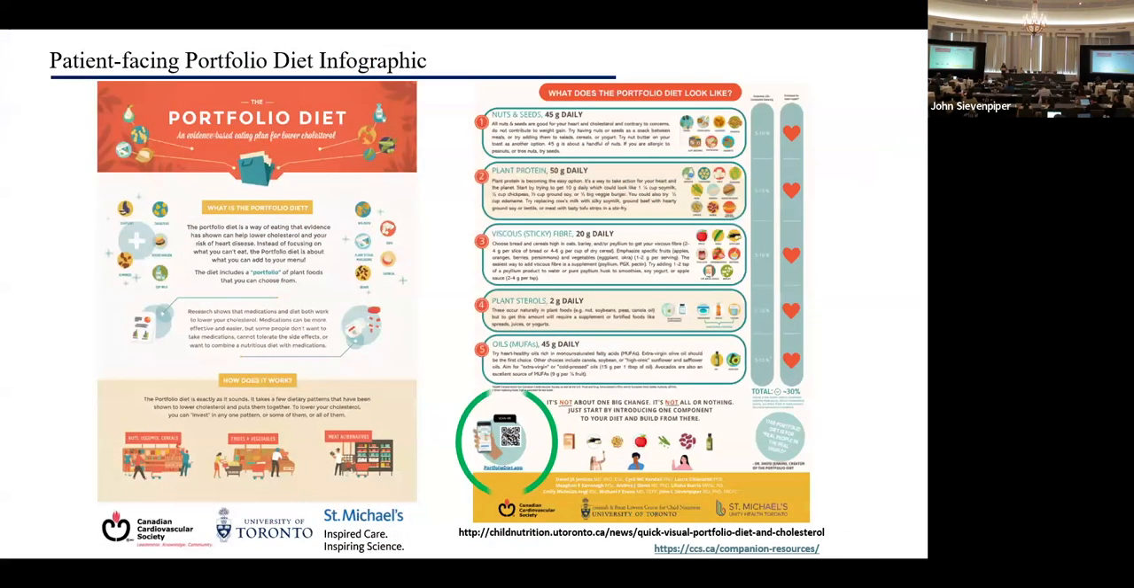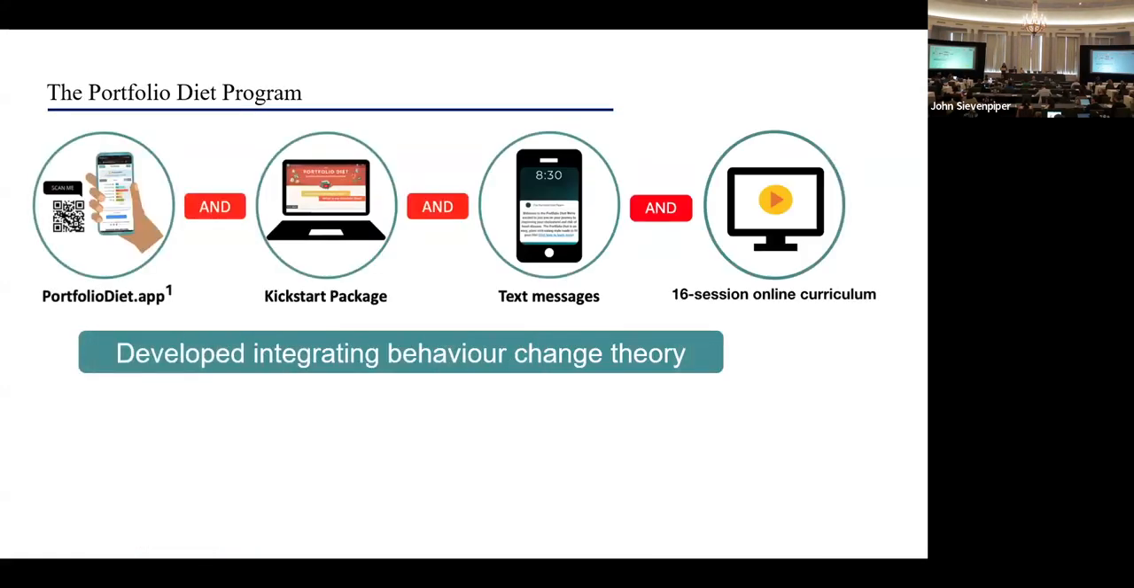So if you look at the patient-facing infographic, this is something that can be easily a handout at the doctor's office or anywhere. There's the QR code and the app that will bring you into the portfolio diet program. So the app forms the basis of the program. It's not meant to be something that somebody has to use every single day for the rest of their life. It's more just that initial part that helps to start getting them engaged.